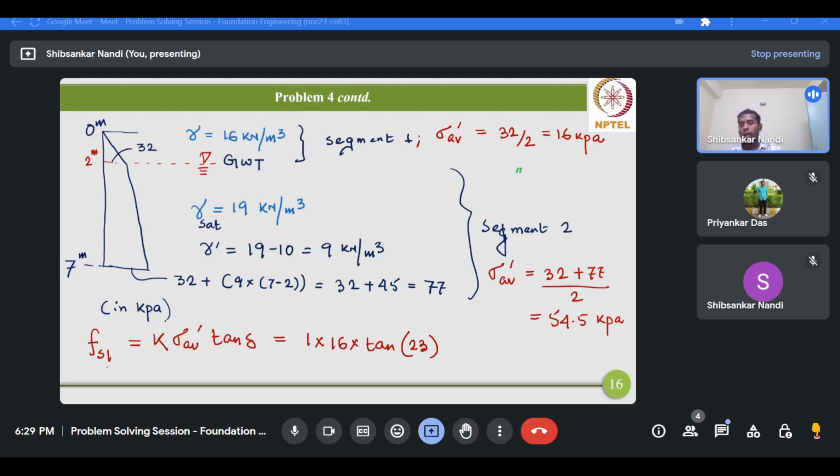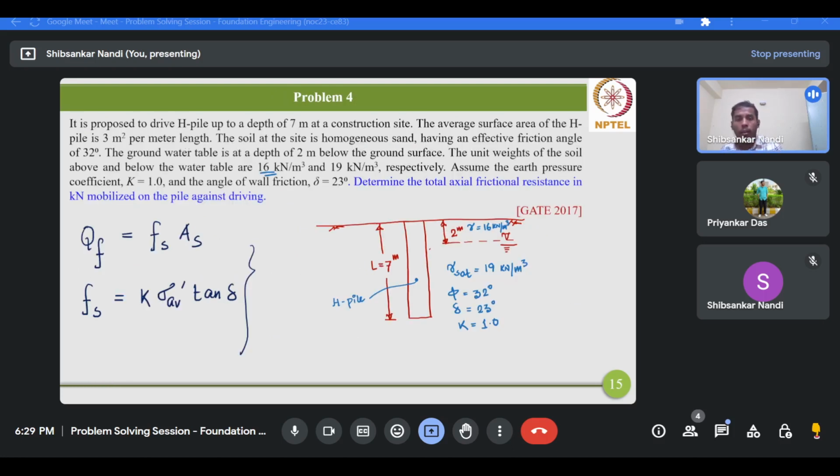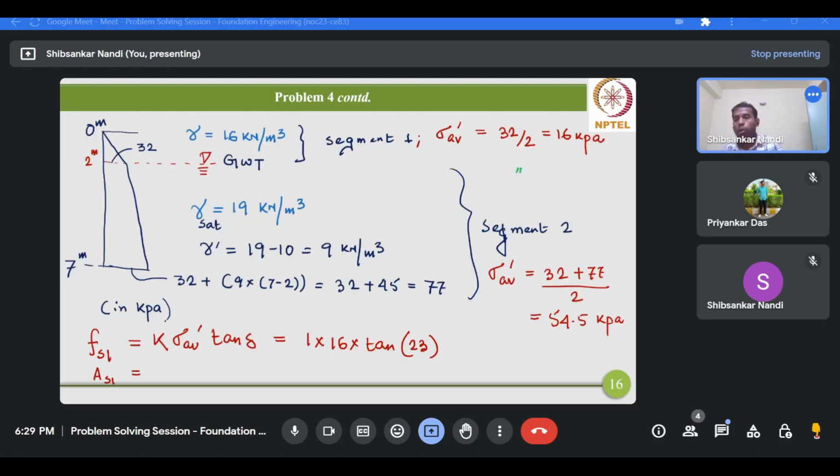Okay. Now what is the surface area for this segment? So A is 1. Here the pile dimension is not given; rather, the average surface area of the H pile is given as 3 meter square per meter length. So for a length of 2 meter for segment 1, AS1 would be 3 multiplied by 2, that means 6 meter square. Okay, so this is for segment 1.